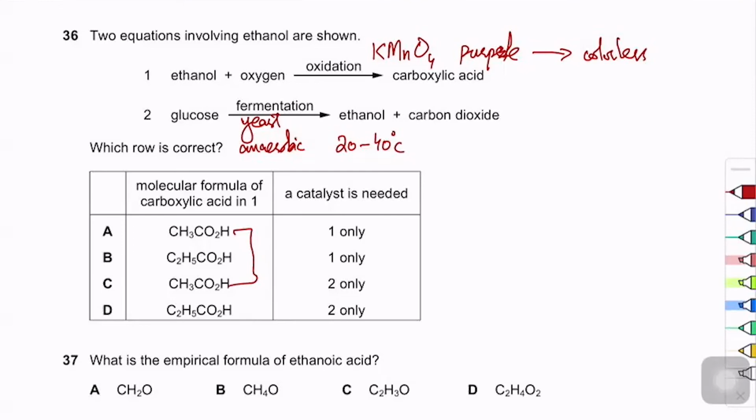A catalyst is needed in the second one. You don't need a catalyst in the first one. Sure, a catalyst will speed it up, but it even happens without a catalyst. Glucose will not change to ethanol without a catalyst. It will just rot or something. So catalyst is needed in 2 only. So yeah, this is C. Very good, Rafa.